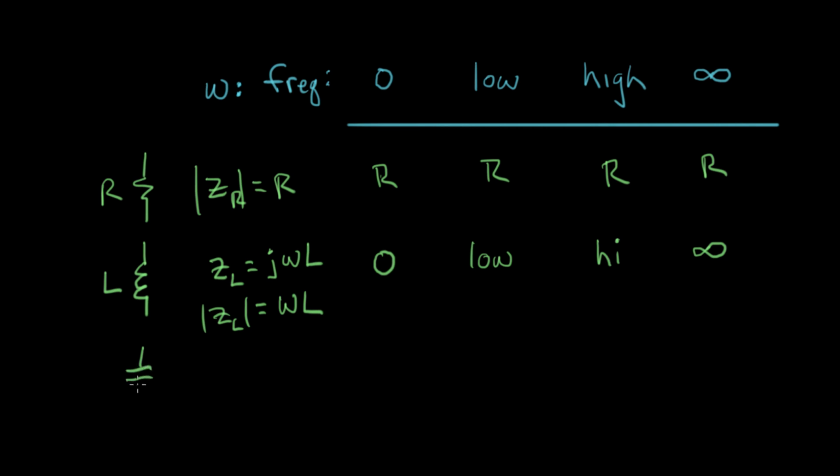All right, let's fill in the last one here. Here's our capacitor. And the Z of a capacitor equals 1 over j omega C. And the magnitude of the impedance is just 1 over omega C. All right, so let's plot that out. What is 1 over omega C when omega is 0? Well, it's infinity.